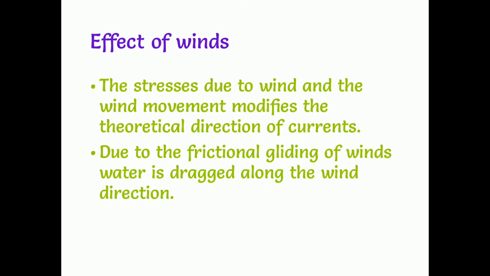Next one is the effect of winds. Winds also make the ocean currents move from one place to another. The stresses due to wind and the wind movement modify the theoretical direction of currents. Due to the frictional gliding of winds, water is dragged along the wind direction. Depending upon the wind direction, the water on the surface of the ocean moves, and they move towards that particular direction only.